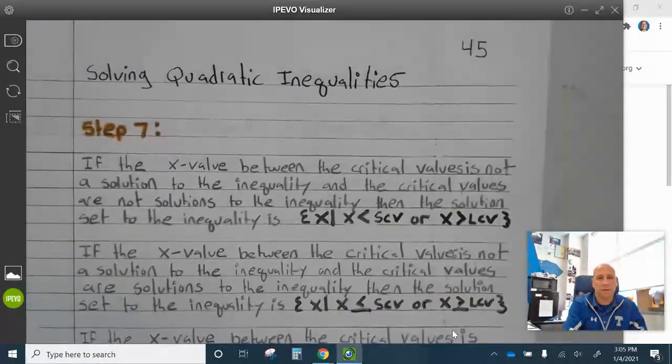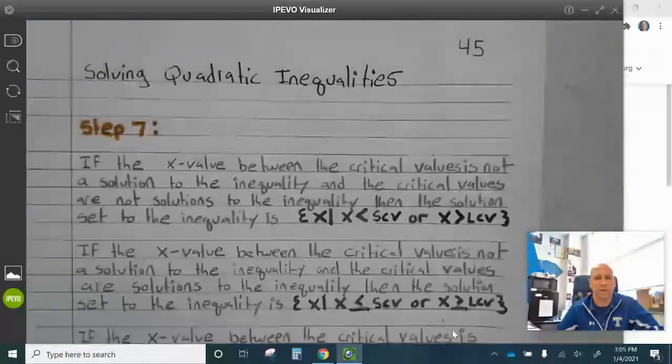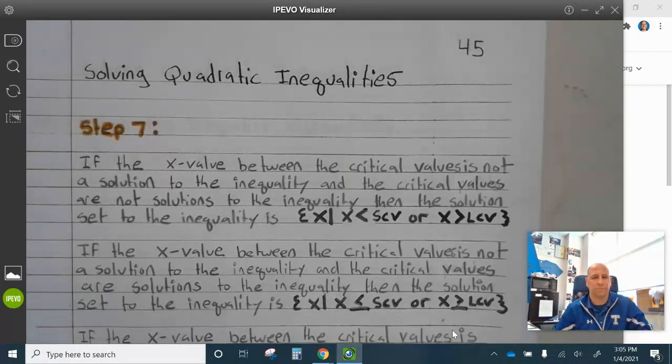Okay. Step 7. If the x value between the critical values is not a solution to the inequality and the critical values are not solutions to the inequality, then the solution set inequality is x such that x is less than the smallest critical value or x is greater than the largest critical value.